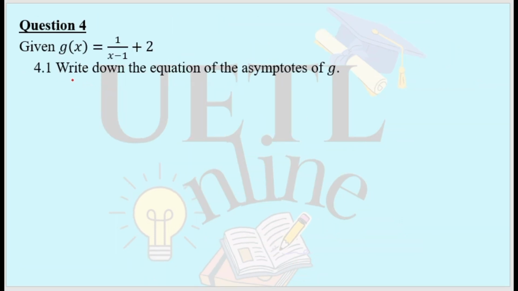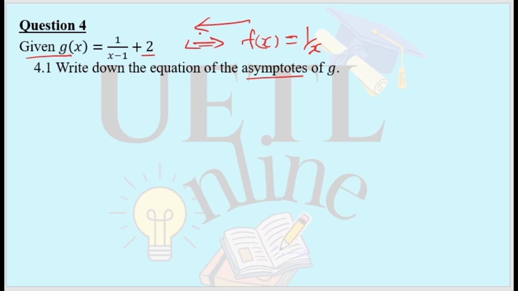Now let's go to our question 4. Question 4 says that given g of x is equal to 1 over x minus 1, plus 2, our duty is to write down the equation of the asymptotes of g. Our graph g was derived from a hyperbola, f of x is equal to 1 over x. This is the graph this one was derived from. Now we just have to see which transformations were done on this graph to become this graph.